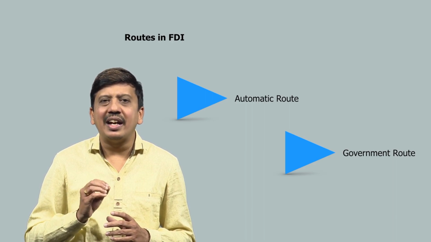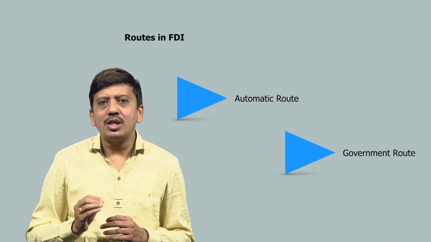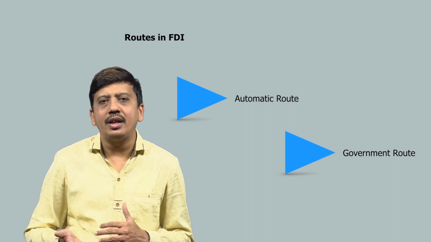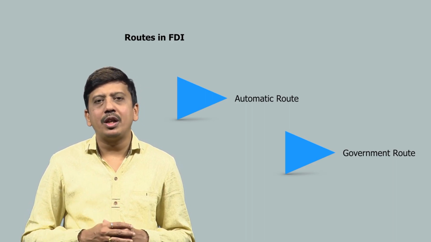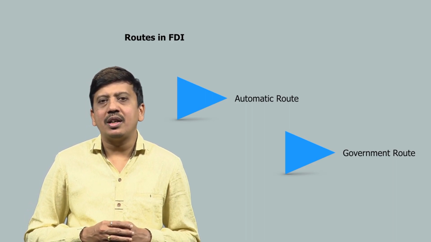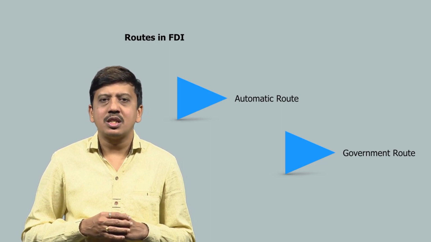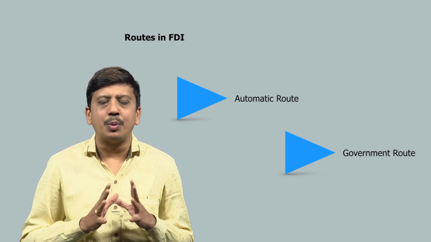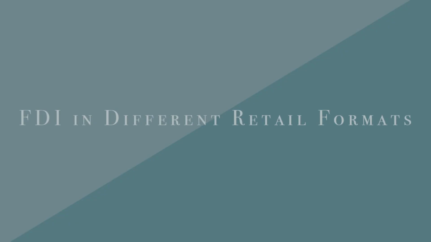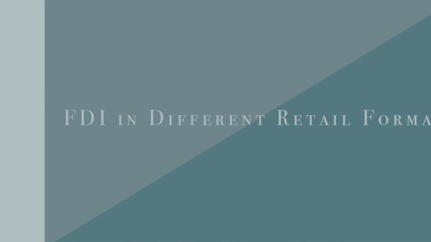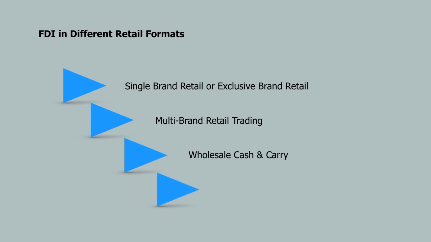Government route is the entry route through which the investment by a person resident outside India requires prior government approval, and foreign investment received under this route shall be in accordance with the conditions stipulated by the government in its approval. The next thing we will discuss is FDI in different retail formats: single brand retail or exclusive brand retail, multi-brand retail trading, wholesale cash and carry, and e-tailing.